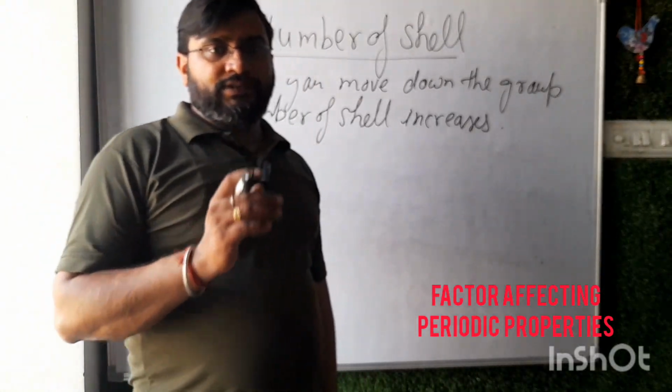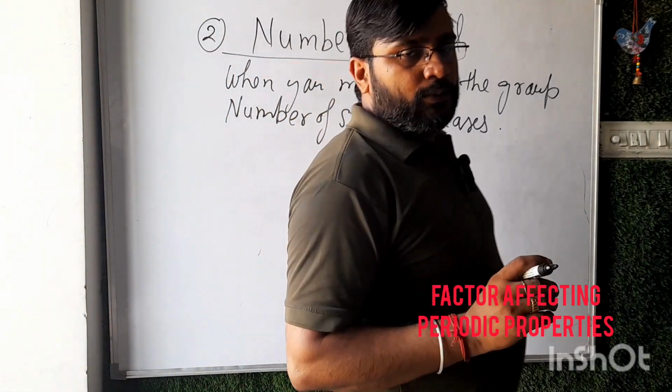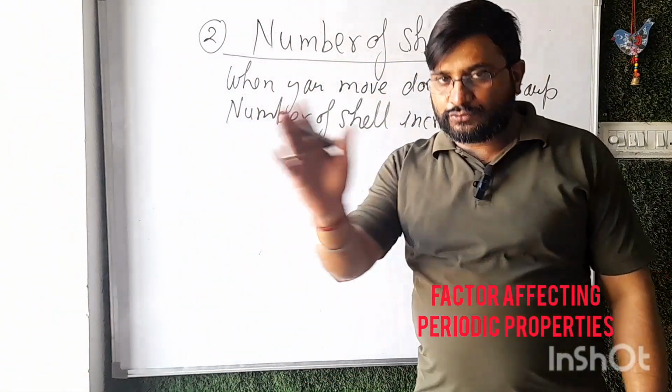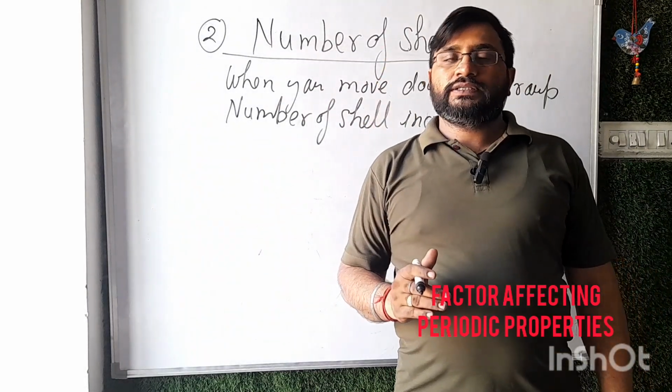So in this class we have studied the two dominating factors. The first is nuclear charge, which is dominating from left to right when you move in the periodic table, and down the group it is the number of shells.